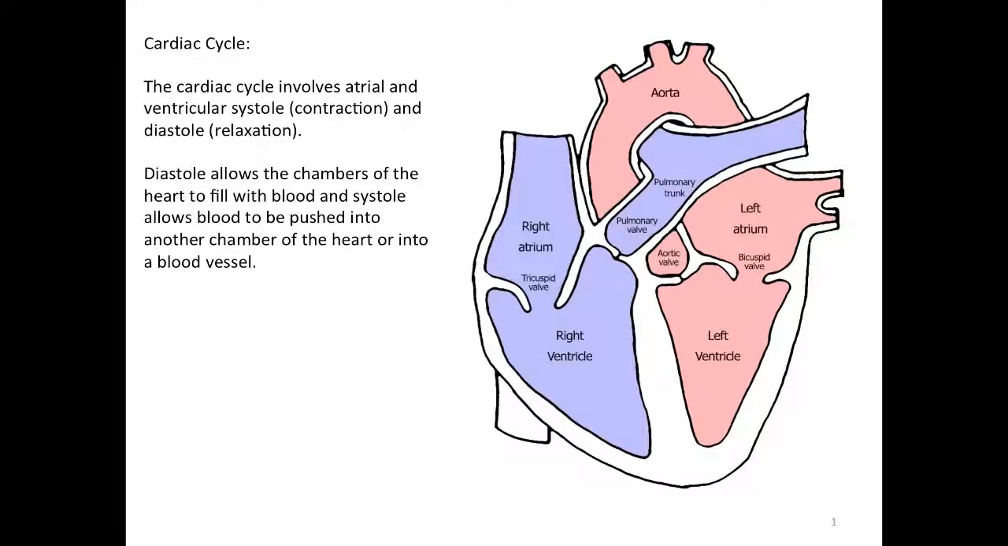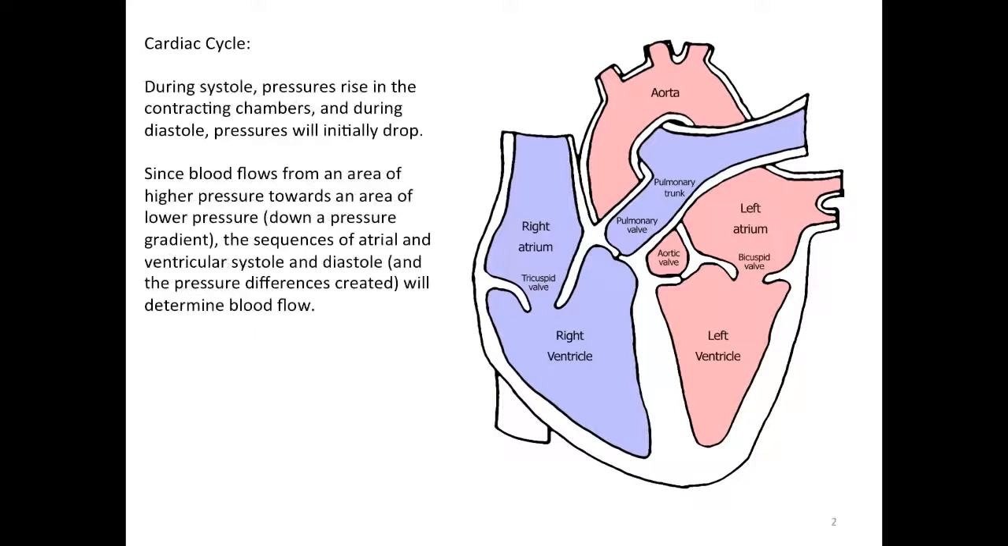Cardiac cycle. The cardiac cycle involves atrial and ventricular systole, contraction, and diastole, relaxation. Diastole allows the chambers of the heart to fill with blood, and systole allows blood to be pushed into another chamber of the heart or into a blood vessel. During systole, pressures rise in the contracting chambers, and during diastole, pressures will initially drop.